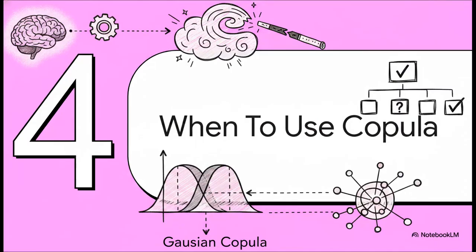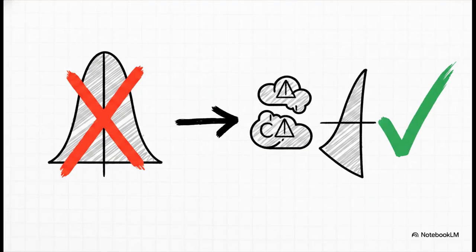Okay, so this sounds amazing, right? But when can you actually use it? It's a powerful tool for sure, but it's not a magic wand. There are some very specific conditions that have to be met. And here it is, the single most important rule. The Gaussian Copula method will only work if your data is non-normally distributed.